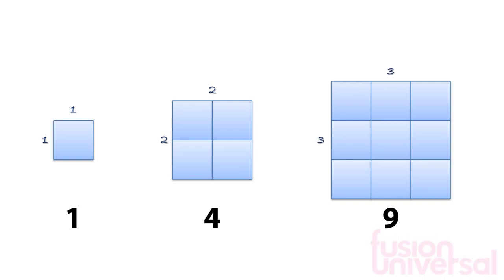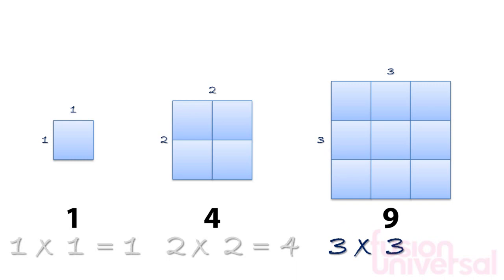The first picture has 1 row and 1 column. We can see that 1 times 1 is equal to 1. The second picture has 2 rows and 2 columns. We can see that 2 times 2 is equal to 4. The third picture has 3 rows and 3 columns. We can see that 3 times 3 is equal to 9.